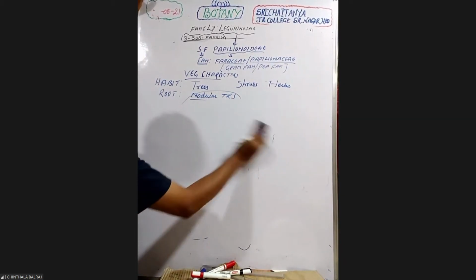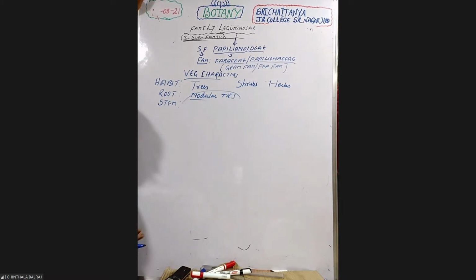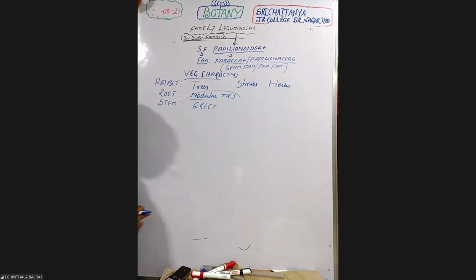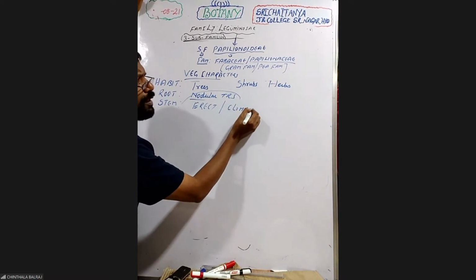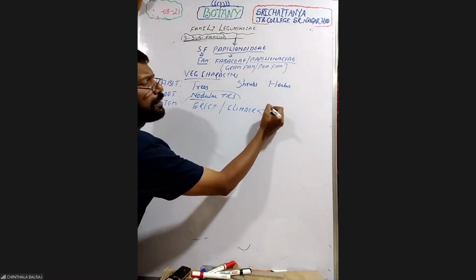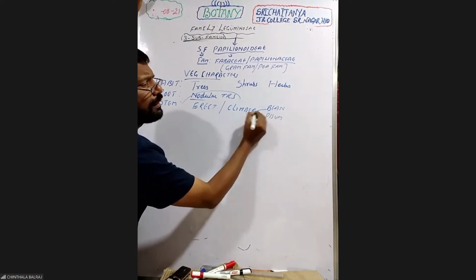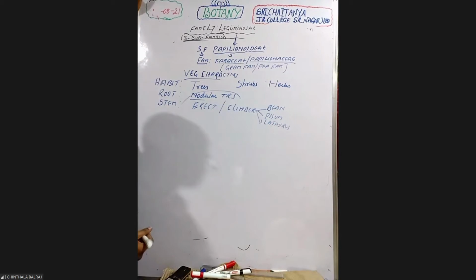Next, after root, which point should I discuss? Stem. Stem is not very important. The stem may be erect or climber. Some weak-stemmed plants are also present. Climbers are seen in bean, Pisum, and Lathyrus. These are other climbers.